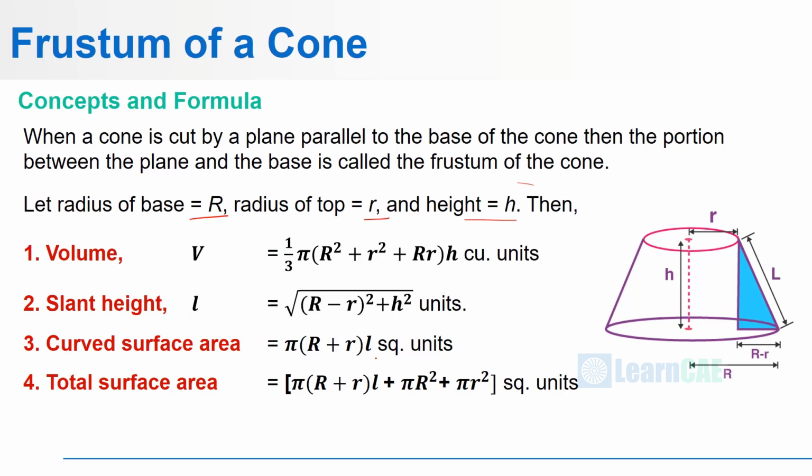The curved surface area is given by pi (R plus r) into L square units. And the total surface area is the curved surface area plus the area of the top and bottom circular faces. That is pi (R plus r) L plus pi uppercase R square plus pi lowercase r square. So this is the formula for the frustum of a cone.